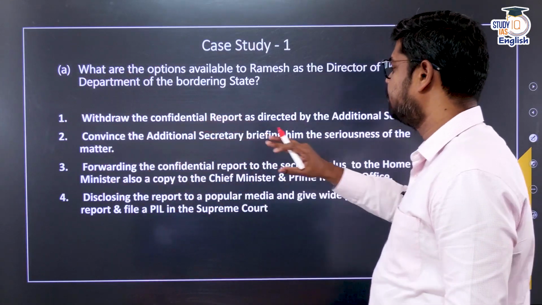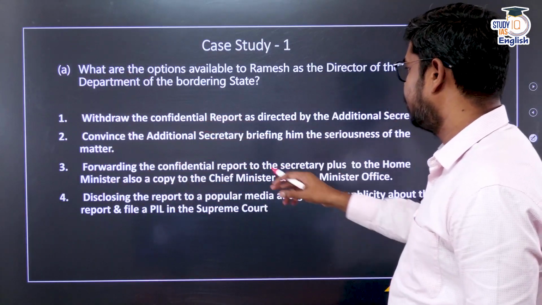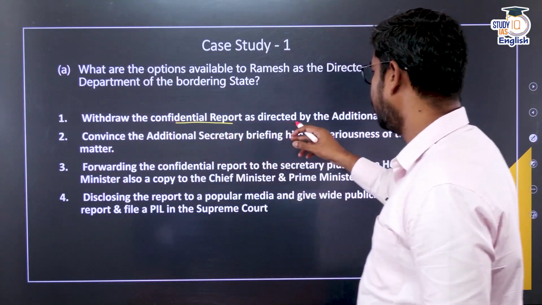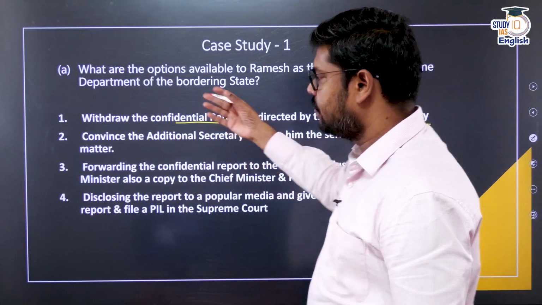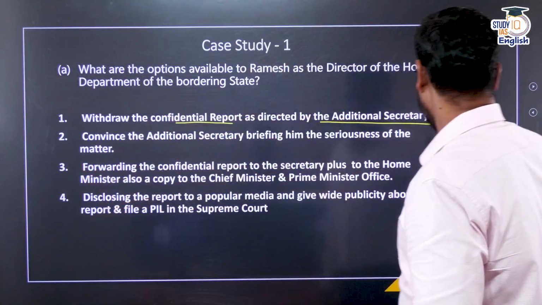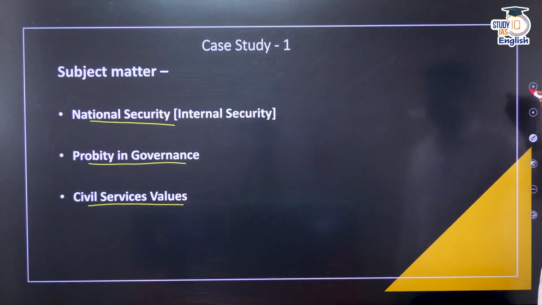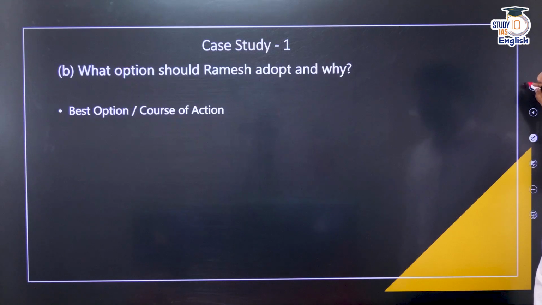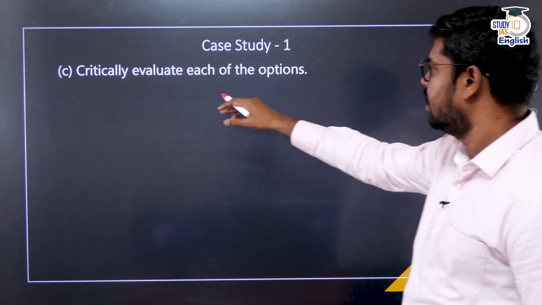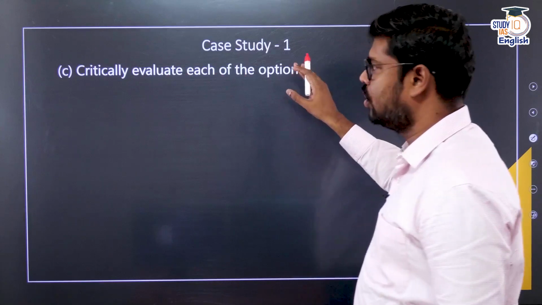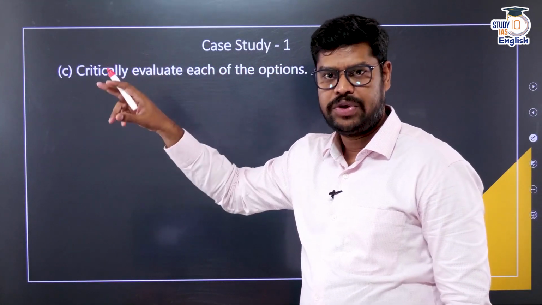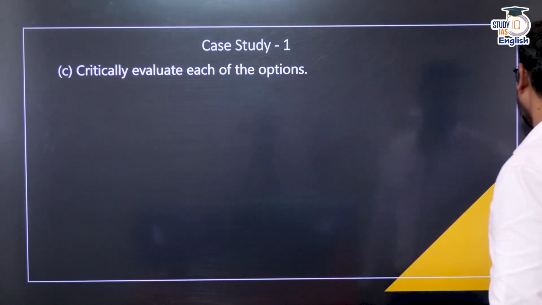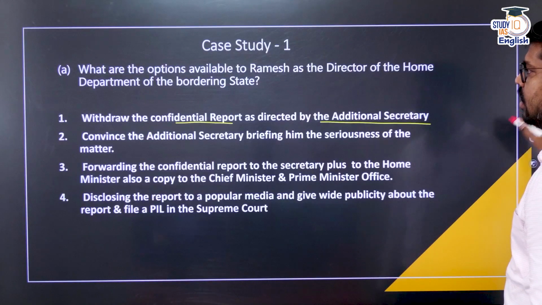See the first option: withdraw the confidential report. So if he withdraws the confidential report as directed by the additional secretary, I'll also make an assessment here itself, because if you come to question C, it also asks you to critically evaluate the options. So you'll have to evaluate each and every option. I'll make the evaluation then and there itself, so that I can skip this particular area later.